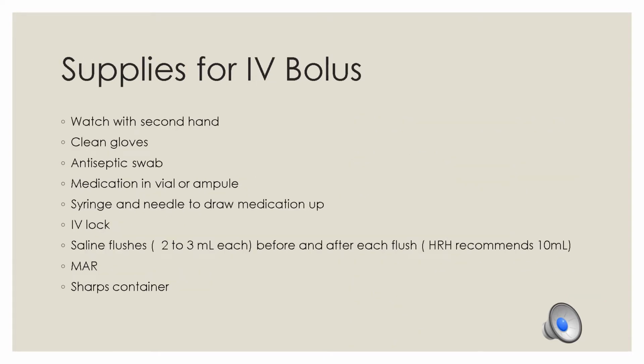Supplies for an IV bolus: you're going to need a watch with a second hand to know how fast to push on the syringe, clean gloves, an antiseptic swab, medication in the vial or ampoule and check the expiration date, and a syringe and needle to draw up the medication, an IV lock, a saline flush to flush 2 to 3 mLs before and after each medication. When you are at HRH, it recommends 10 mLs before and 10 mLs after. You're going to need your MAR and your sharps container. If you do not bring a watch with a second hand to your skill checkoff, you will fail the skill. You will also be utilizing aseptic technique during this.